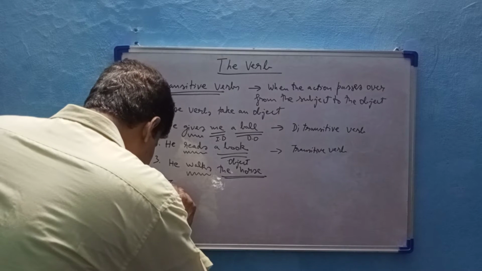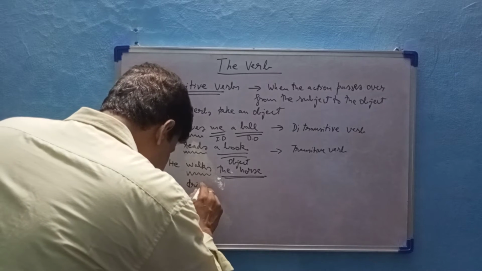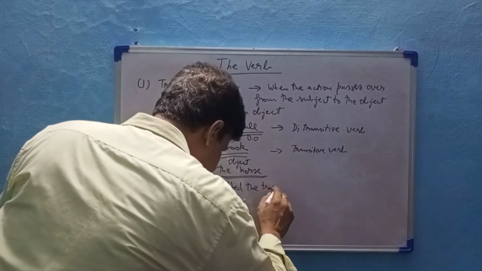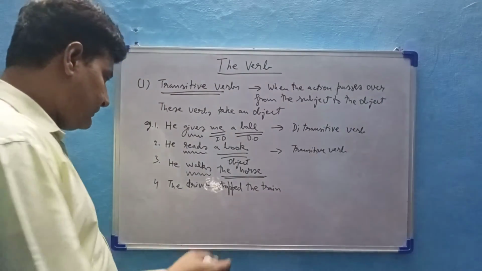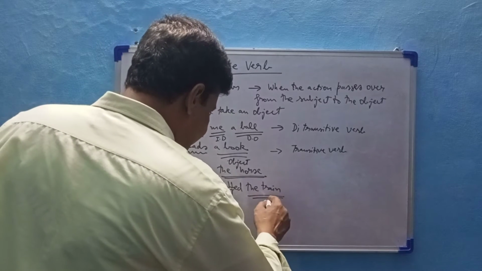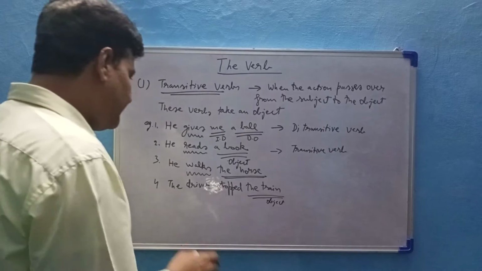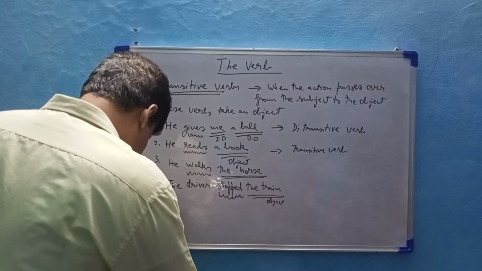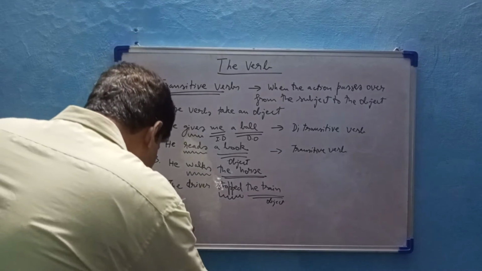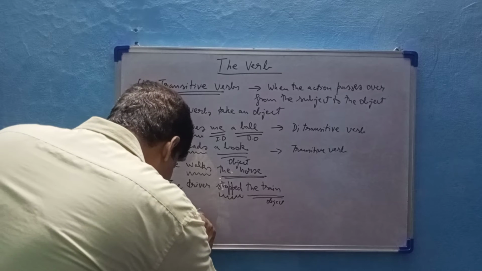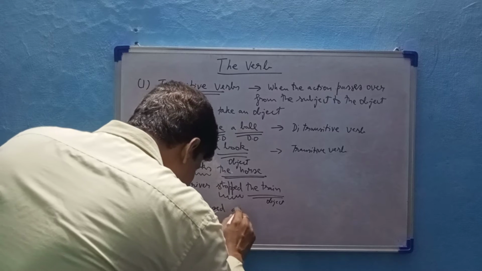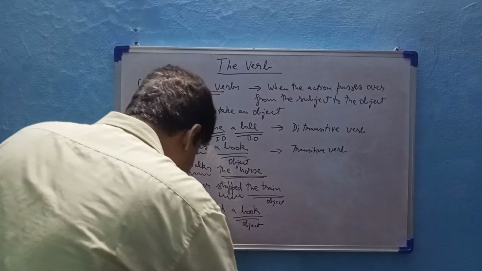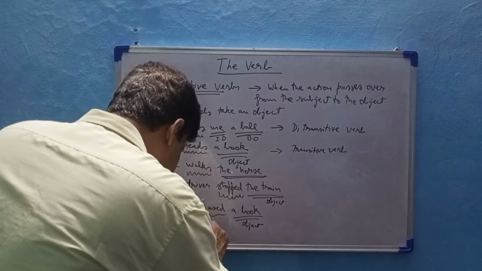Next one. The driver stopped the train. So obviously this is the object. And this is the transitive verb. He purchased a book. He purchased a book. This is the object. And this is the transitive verb.